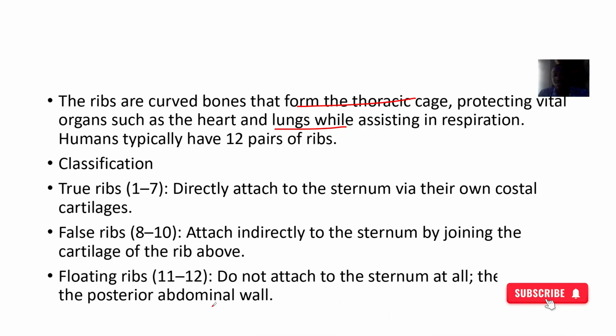Those ones, you see that they are floating, from rib 11 to rib 12. They do not attach to the sternum at all. They are just floating. Okay, they're just beside the kidneys though.